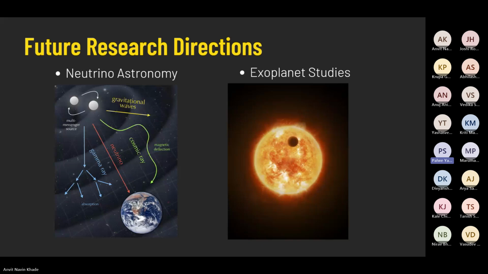The study of exoplanets, planets orbiting stars outside our solar system, has rapidly advanced with over 5,000 exoplanets known today. Key research areas include discovering new exoplanets, understanding their atmospheres, and assessing their potential habitability. This research could answer fundamental questions about the potential for life beyond Earth and the diversity of planetary systems. Next slide.